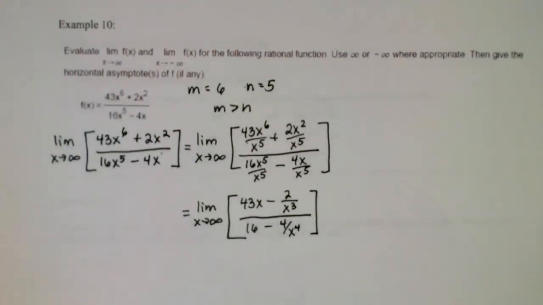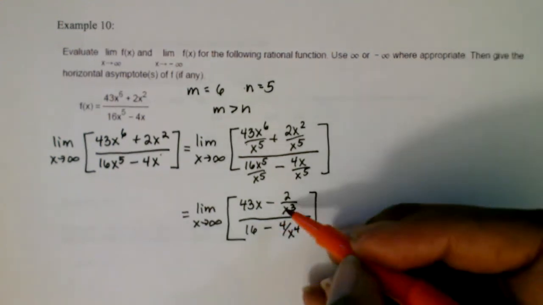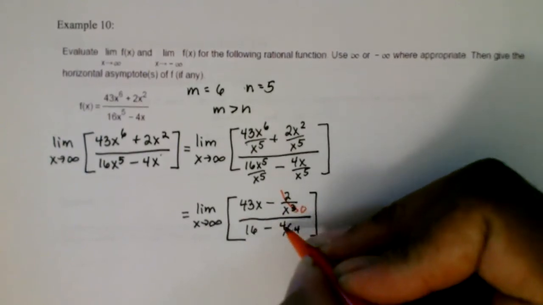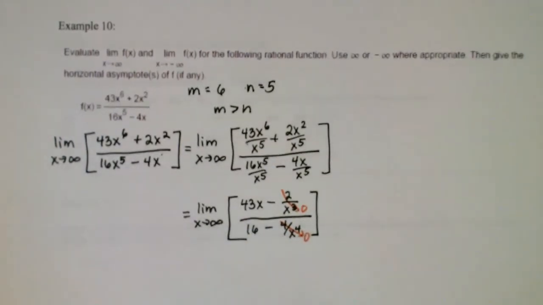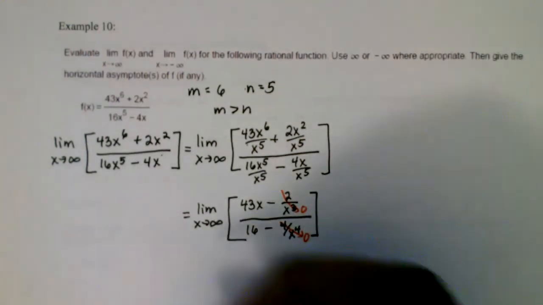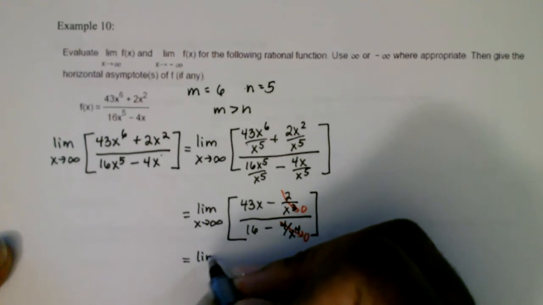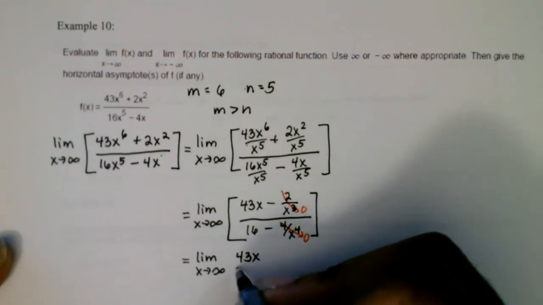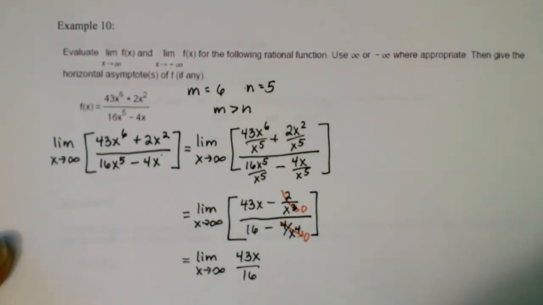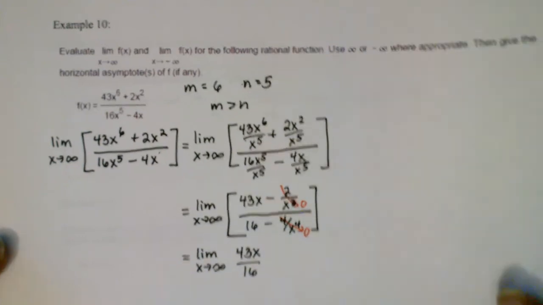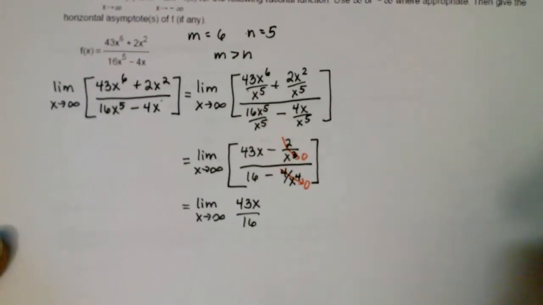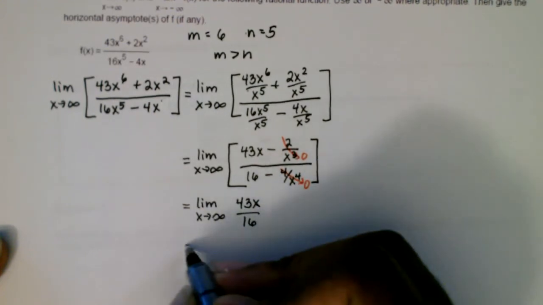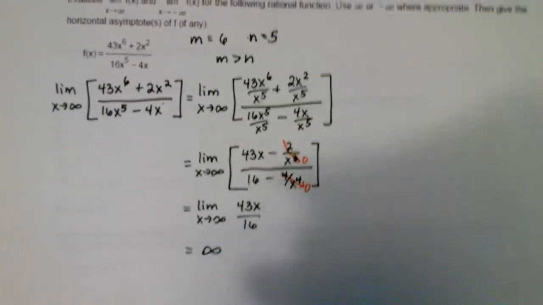Now, what's going to happen here with these two terms, as we let x go to infinity, these two will be going to 0. So the only thing that I will have left, and I have to bring down the limit as x approaches infinity of 43x divided by 16. Well, that's just a linear function. So if I let x go to infinity, then that means 43x over 16 will have to go to infinity. Has to.